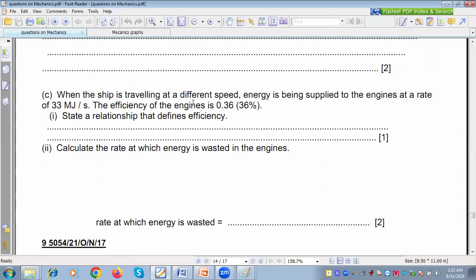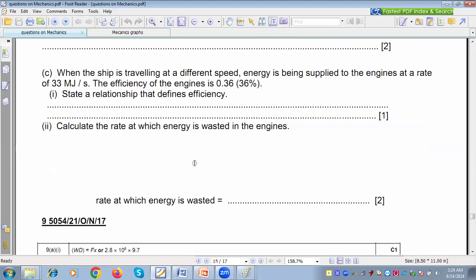When the ship is traveling at a different speed, the energy is being supplied to the engines at a rate of 33 megajoule per second. That is the power which is provided. The efficiency is 0.36. That is 36%. State the relationship that defines efficiency. What is efficiency? That is useful output divided by provided input. Calculate the rate at which the energy is wasted. Okay, so if 36% is useful, it means 64% is wasted.